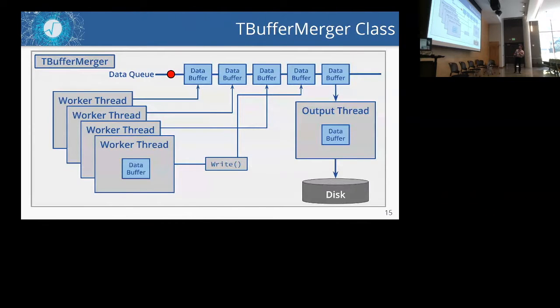So here I have some schematics. This is the TBufferMerger class. You create your worker threads. They have some data buffer. It's something that looks like a TFile that you get from the merger. Whenever you call write, it sends the data to some queue. Then there is a separate thread that picks this data and just writes it to disk in the background. When everybody's done, a sentinel is sent, and when the merger finds the sentinel, it closes the file.